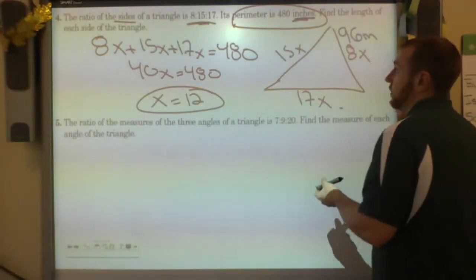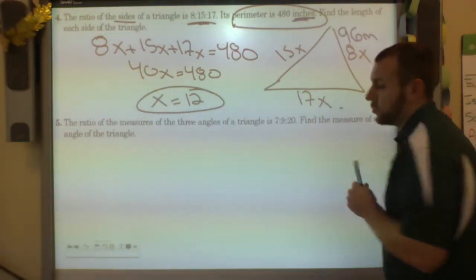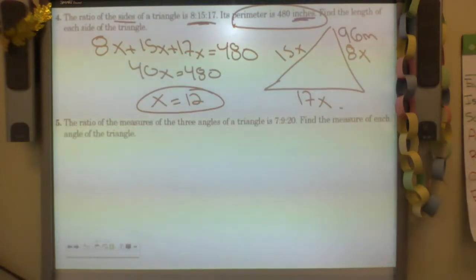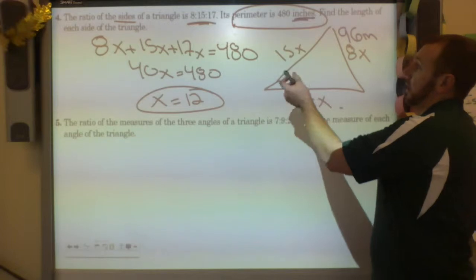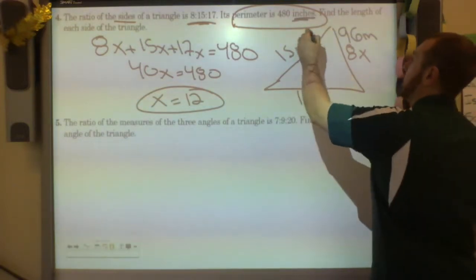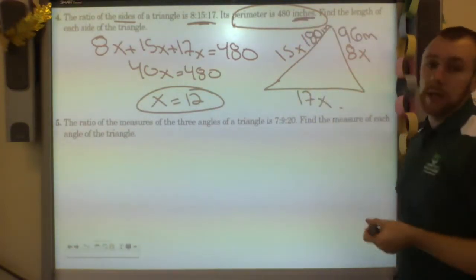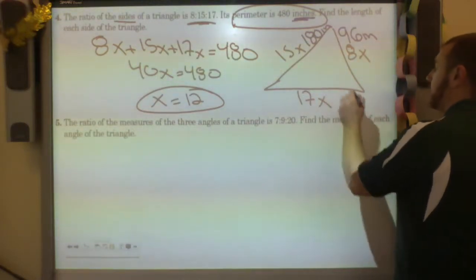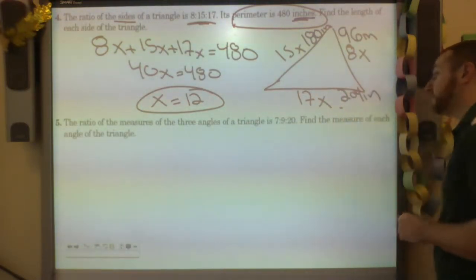15 times 12 is... So 15 times 12 is 180 inches, and 17 times 12 is 204 inches.